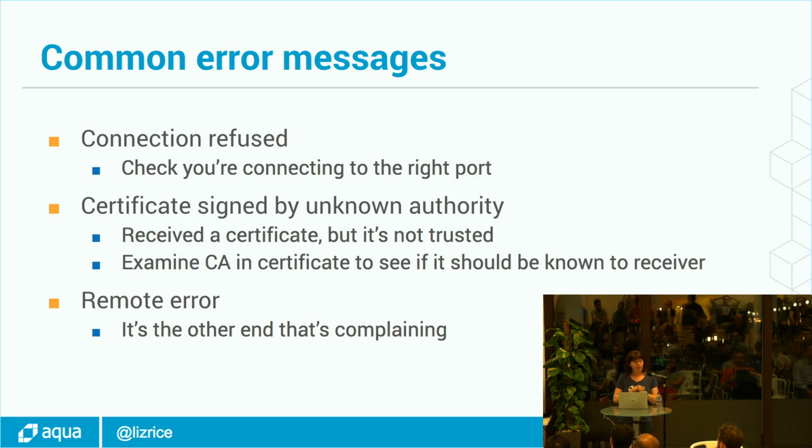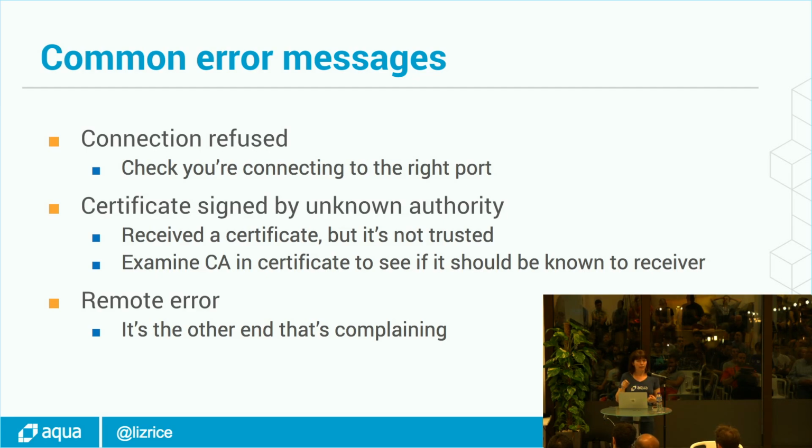And then finally, the error messages that you see. If you ever see connection refused, you're probably addressing the wrong port. If you see certificate signed by an unknown authority, it means you've received a certificate, but you don't trust the CA that signed it. So if you're in that situation, you might want to use something like OpenSSL to examine the certificate and find out who did sign it. Was that a certificate authority you intended to trust?